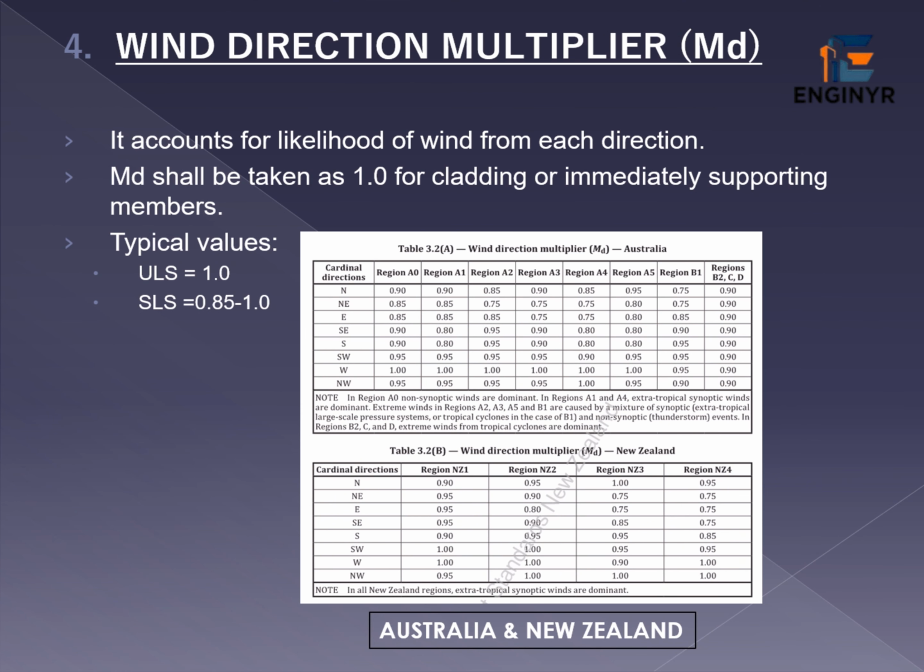The wind direction multiplier accounts for the likelihood of wind coming from different directions. Its value is selected from AS/NZS 1170.2 tables based on the wind region and design requirements.